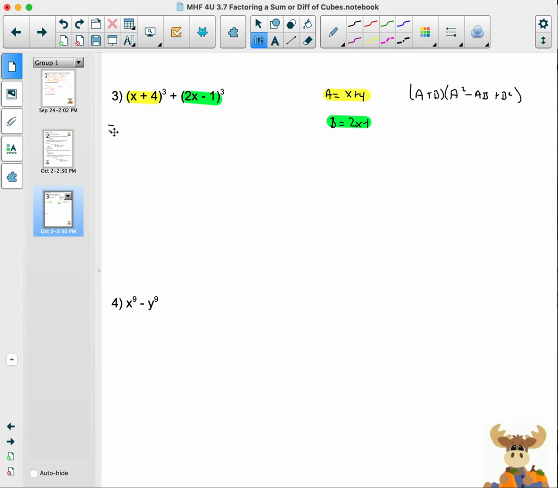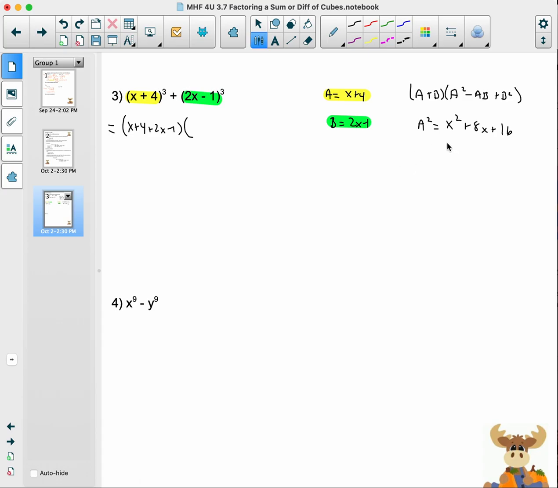Okay, so now I'm going to work, I would rather square a binomial than cube it. Okay, but you have to also do good algebra while you do this. So A plus B is going to be x plus 4 plus 2x minus 1. Okay, now A squared, remember it's not x squared plus 16. It's going to be x squared plus 8x plus 16.